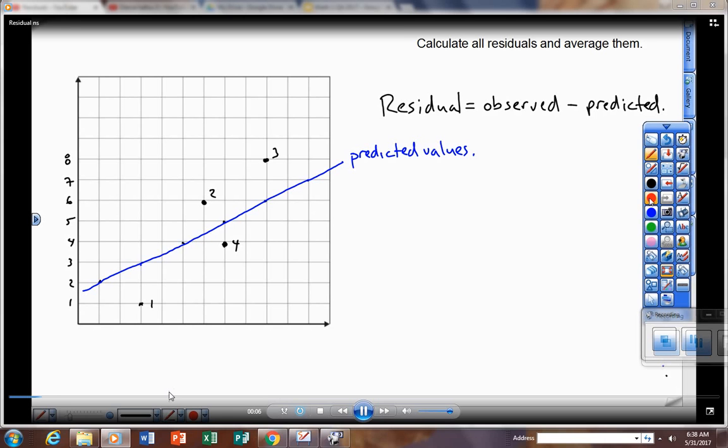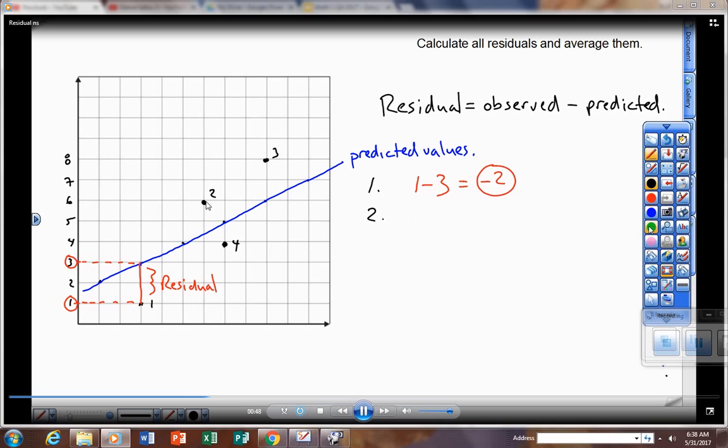This first one here, looking at value number 1, my observed value for 1, looking at the y-axis, is positive 1. My predicted value is 3. This is underneath the line, so this will give you a negative residual. Subtracting the predicted value 3 will give me a negative residual. So looking at this one, number 1, my observed value is 1. My predicted value is 3. 1 minus 3 obviously gives me a negative value, that is negative 2.